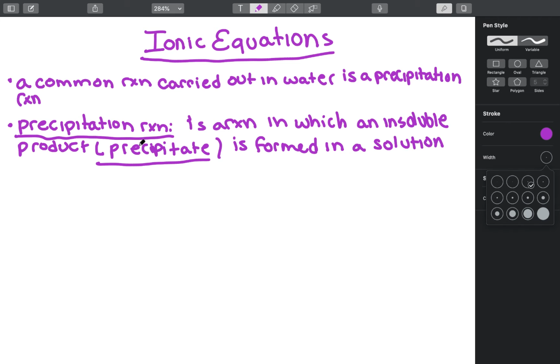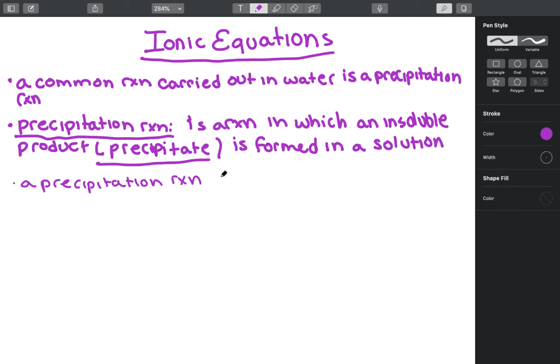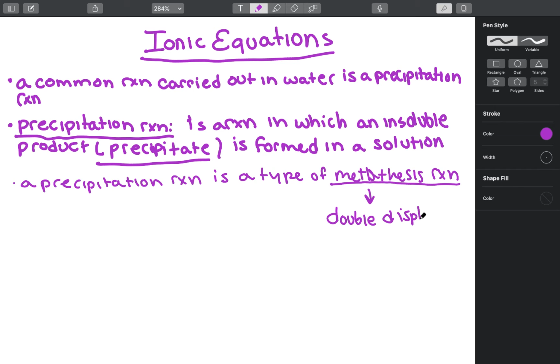So a precipitation reaction is a type of metathesis reaction. Now, what is metathesis? Well, a metathesis reaction is also called a double displacement reaction.